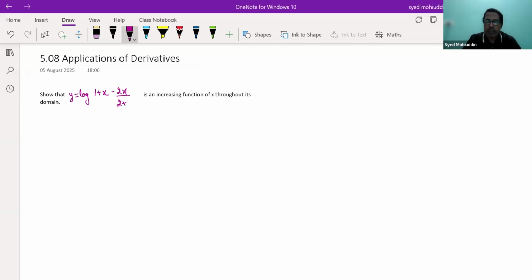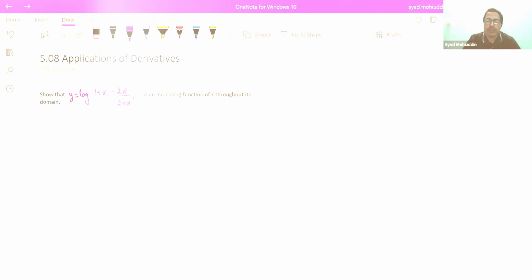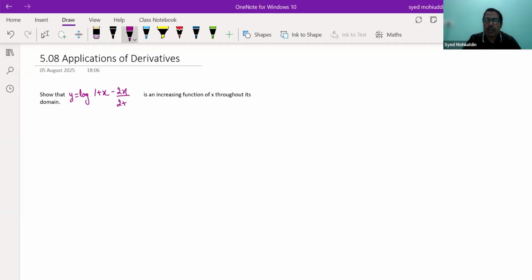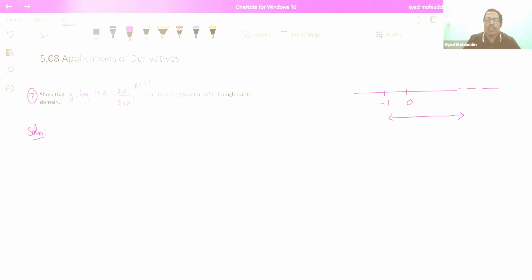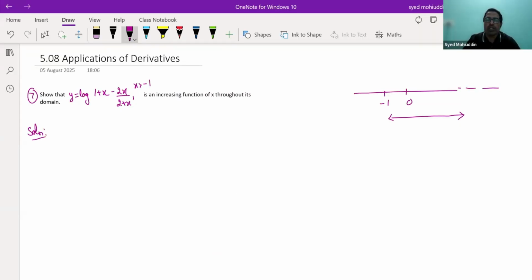So show that y is equal to log of 1 plus x minus 2x by 2 plus x, where x is greater than minus 1, is an increasing function of x throughout its domain. If you observe the value of x over here, it is minus 1. So from here on, all the values are taken. So in this particular range, we have to see whether the given function is increasing, and we have to show that it is increasing in this particular range.